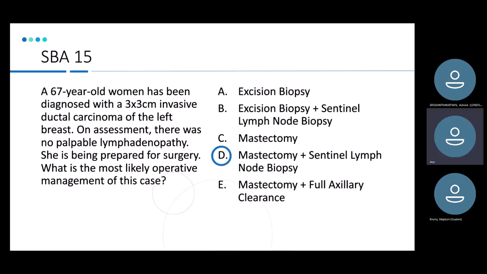So this is a mastectomy and sentinel lymph node biopsy. This is a bit of a tough one in terms of just knowledge of the size and what you would do. But this is removal of the breast, and then because you can't feel lymph nodes, but you still need to check if disease has spread to the lymph nodes, you do a sentinel lymph node biopsy.